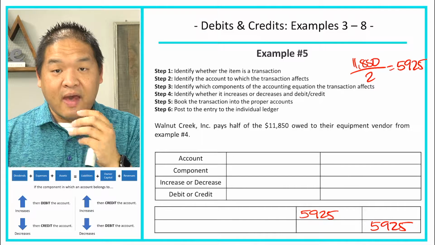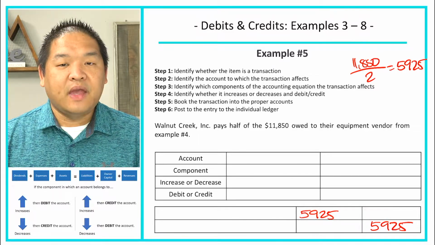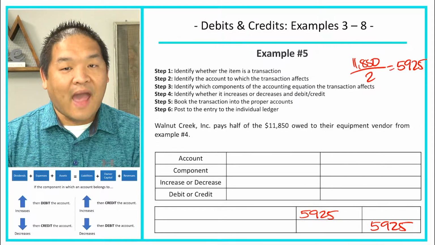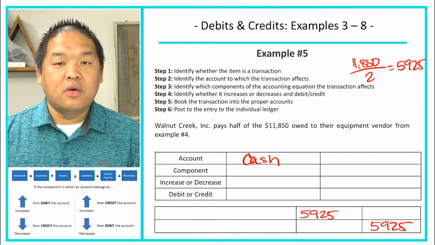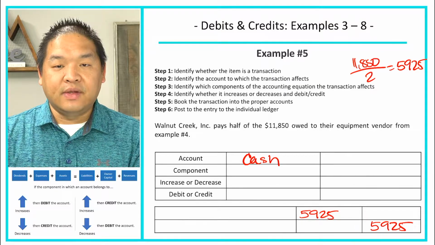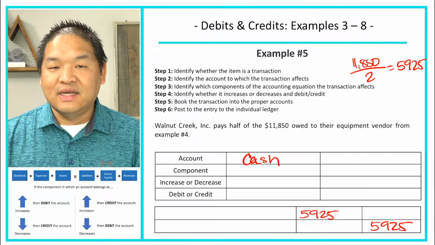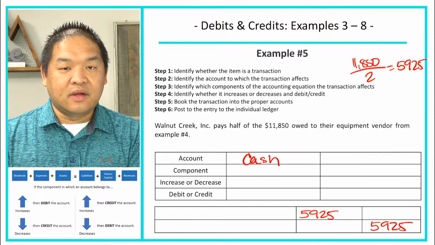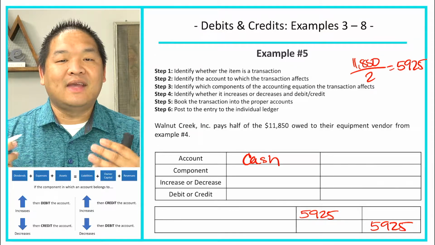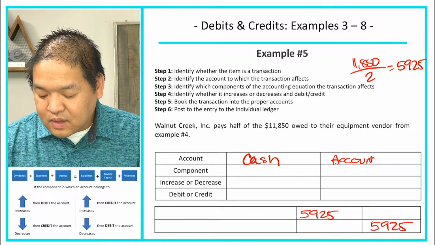So to do that, let's talk about the accounts. So how are they paying for it? Well, they're paying for it with cash. So we know that cash is going to be affected. And we also know that they're going to be released of a liability. So to release a liability, we have to do the opposite of what we did when we actually included their liability on their books. So we are going to hit the accounts payable account.